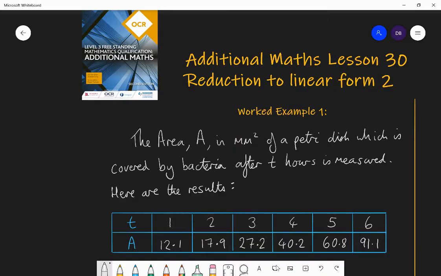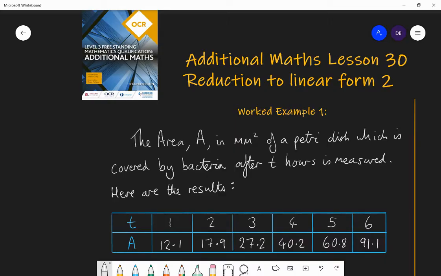Today we're going to look at an actual situation where we've got some data which looks like it might follow an exponential curve, and that we are going to plot it using a logarithmic function and answer some other questions along the way. So let's look at this first question.